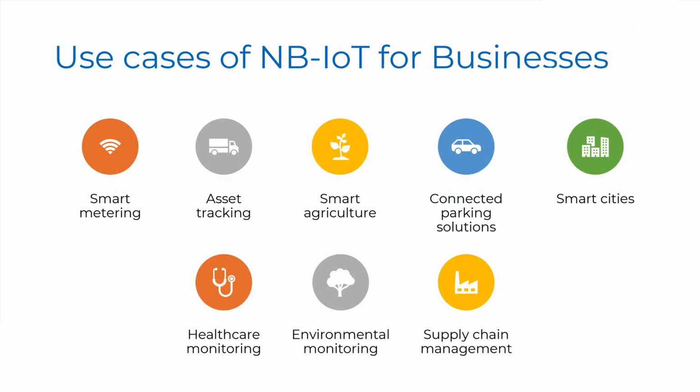When it comes to the use cases of NB-IoT for businesses, I told you the most common use case is smart metering, and for asset tracking purposes also we can use this technology, and also for smart agriculture as well as connected parking solutions. And for smart cities, actually the smart city concept comes with the deployment of 5G networks, and also for healthcare monitoring and environmental monitoring, as well as supply chain management. We can use NB-IoT for these kinds of businesses.